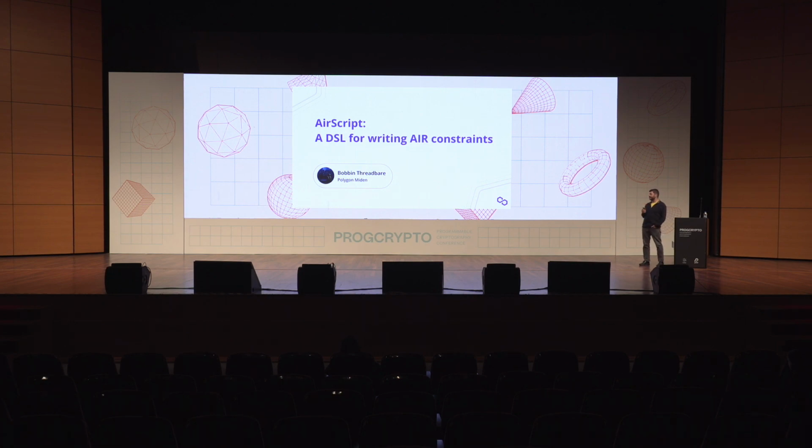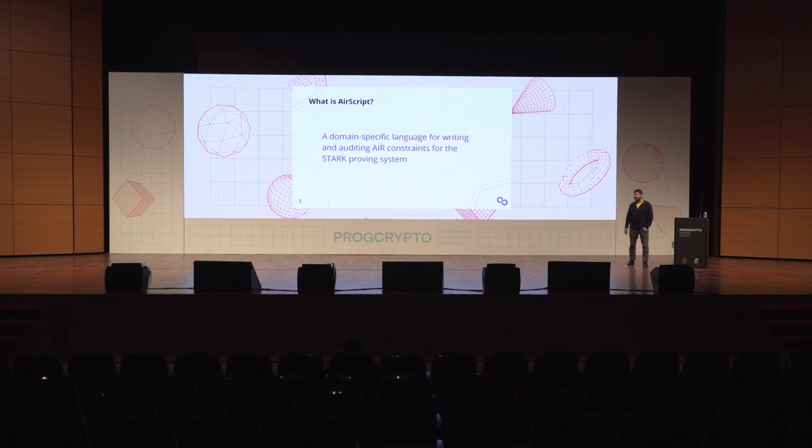So I'm Bobbin from Polygon, specifically leading Polygon Miden effort. And today I'm going to talk about AirScript. So AirScript is a domain-specific language for writing and auditing AIR constraints for Stark proving system.